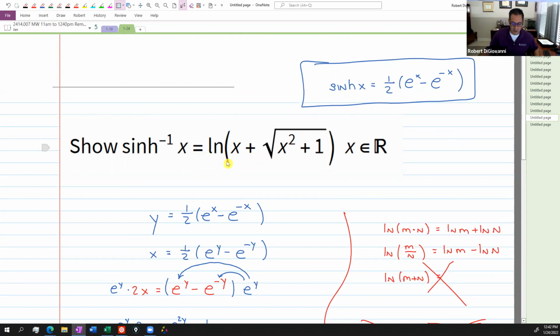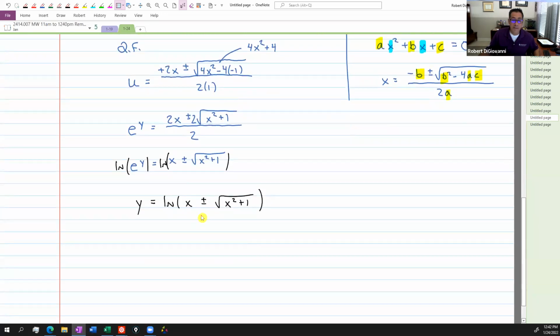What's the difference between our answer and the answer we were trying to show? There's no minus. Now, the reason why there's no minus is because, remember, with natural logs you can only take the natural log of a positive number. You can only have positive numbers in there in a natural log.